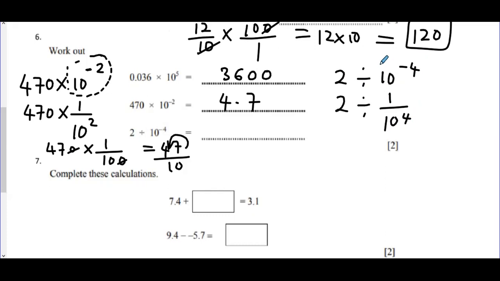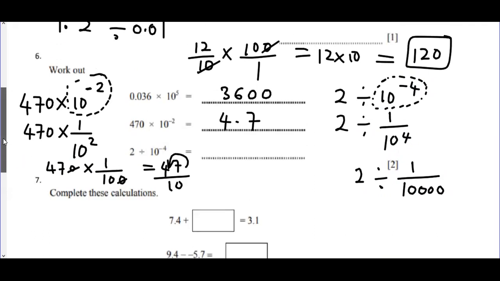So when you write this negative power as a fraction, this exponent changes from negative to positive. And then keep going. This will be 2 divided by 1 over 10 to the power of 4, with 4 zeros. So let me check. 10 to the power of 4 will have 4 zeros, meaning 10,000.